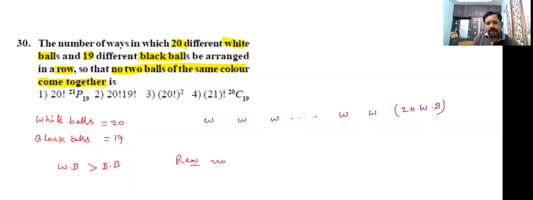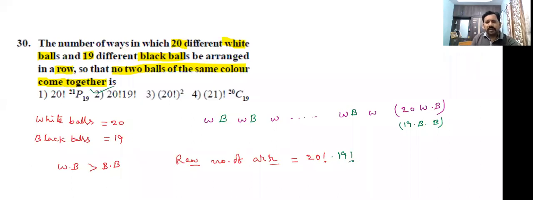Required number of arrangements. White color balls, there are 20. 20 can be arranged in 20 factorial. In between the white color balls, arrange the black color balls, 1, 2, 3, and so on up to 19. 19 black color balls can be arranged in 19 factorial. So this is the answer.